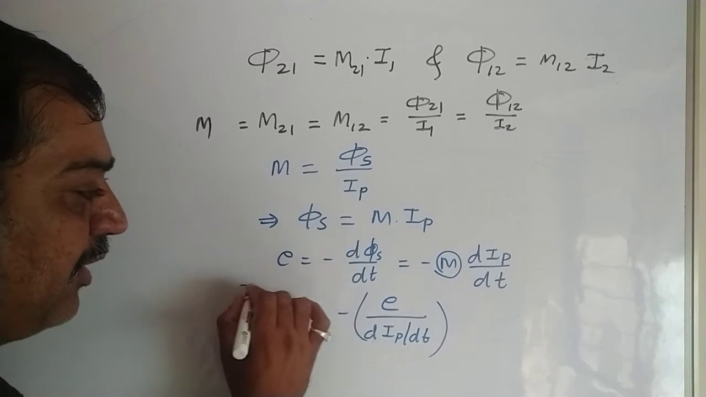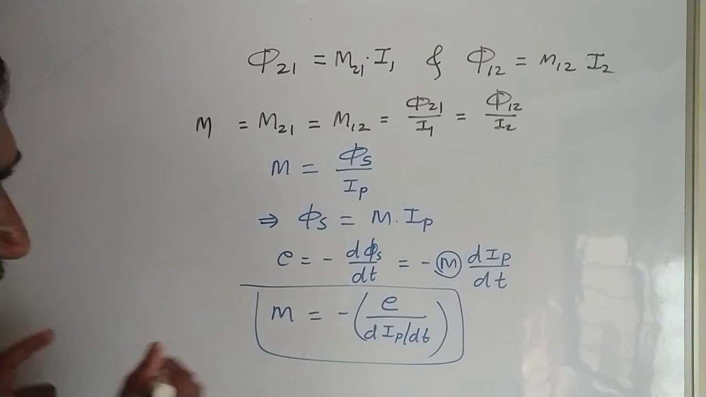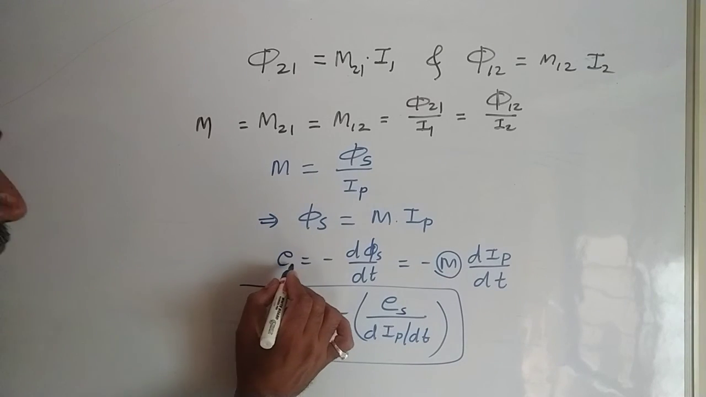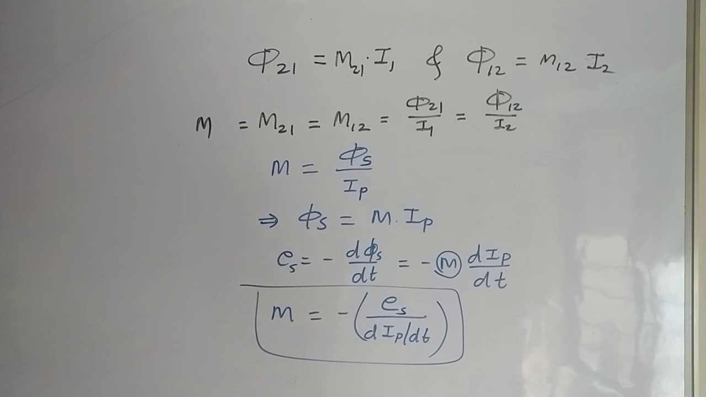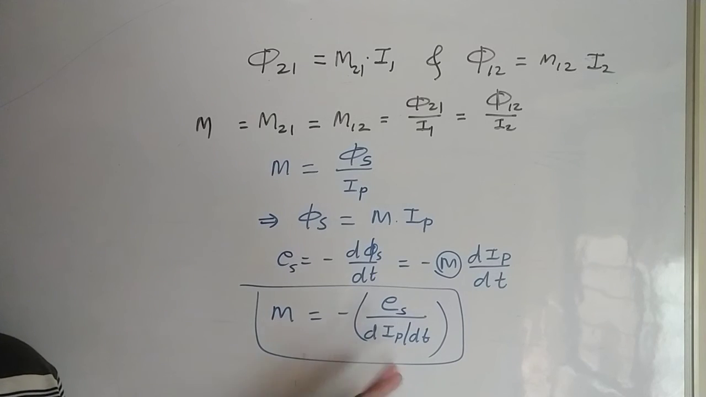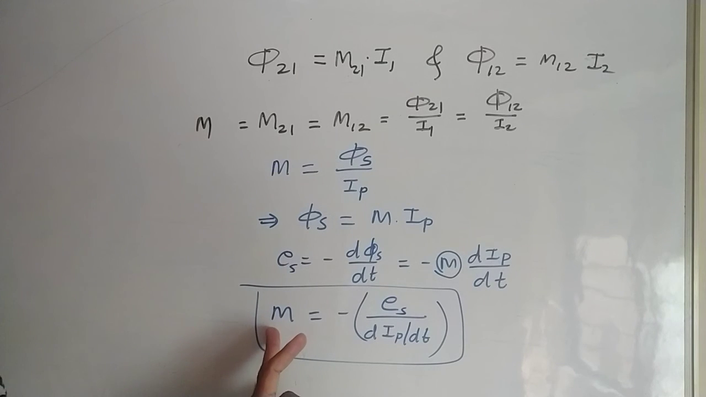From this we can explain what mutual induction is. Mutual induction is the ratio of the EMF produced in the secondary coil, here it should be ES, to the rate of change of current in the primary coil with time. Their ratio is always constant, and that is said to be mutual induction, represented by M.